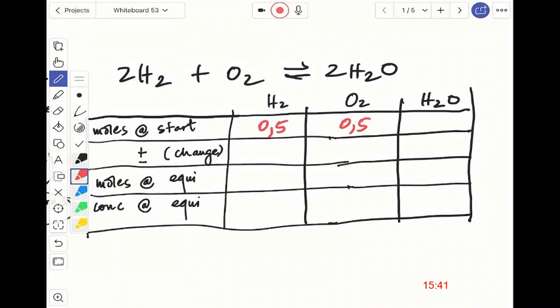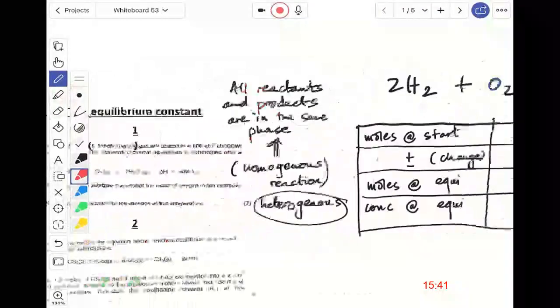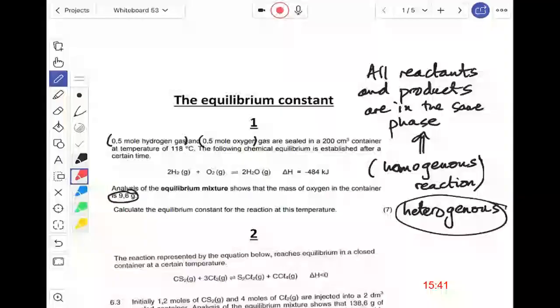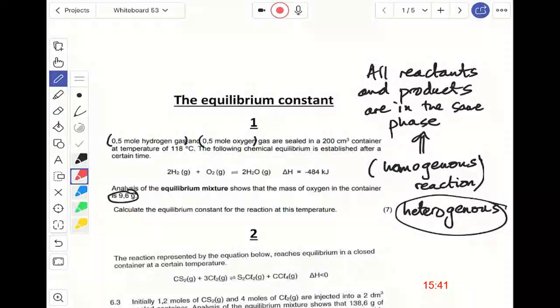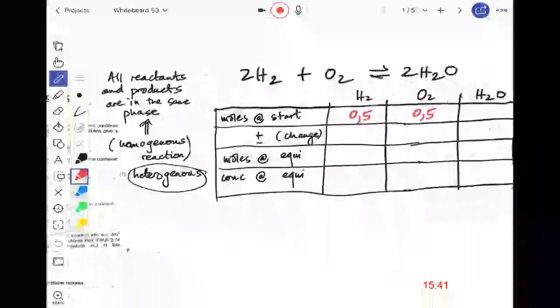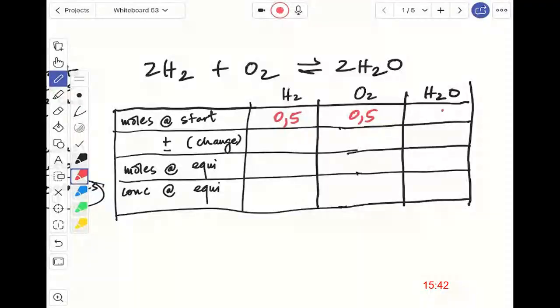So I read again, and I remind you, 0.5 moles of hydrogen gas and 0.5 moles of oxygen gas are sealed in a 200 decimeter cube container. There's no water there yet. So at the start, there is 0 water. And that is given to us.